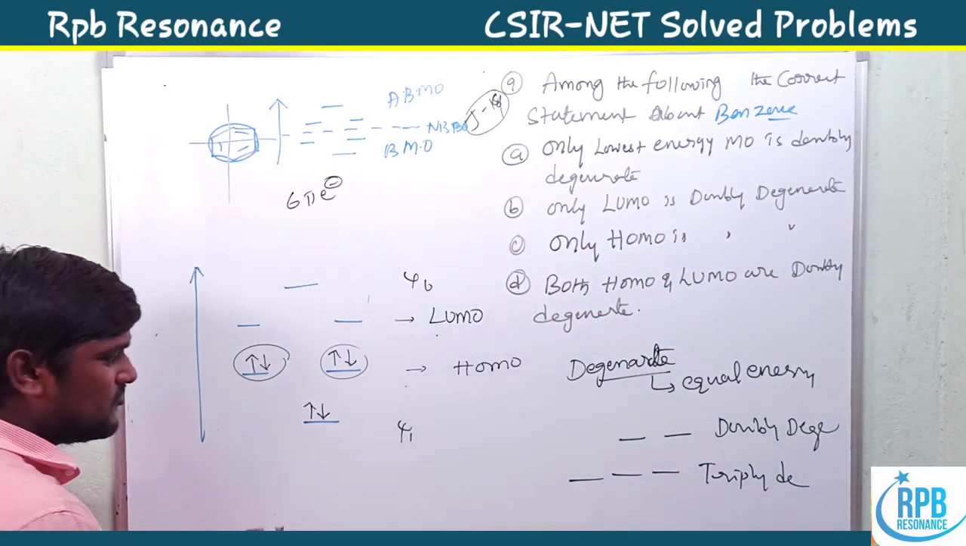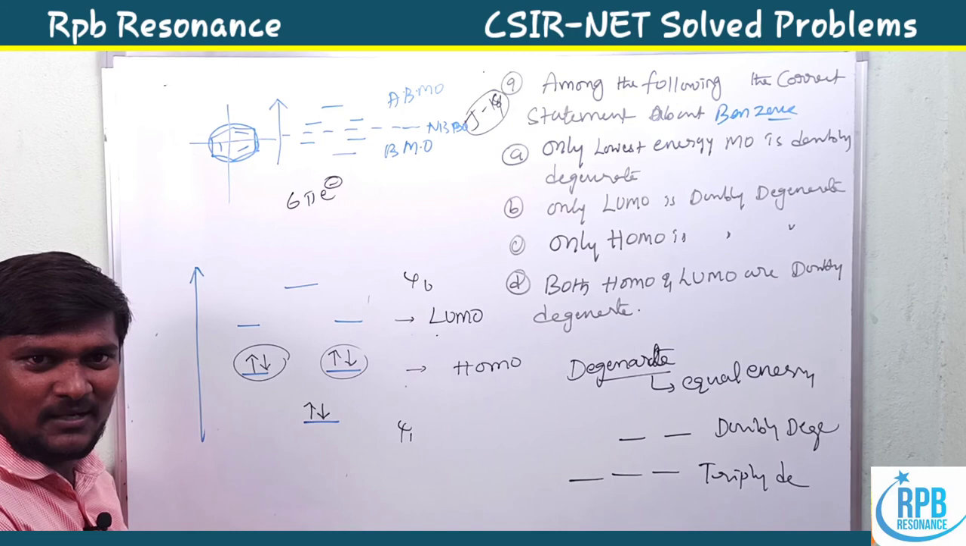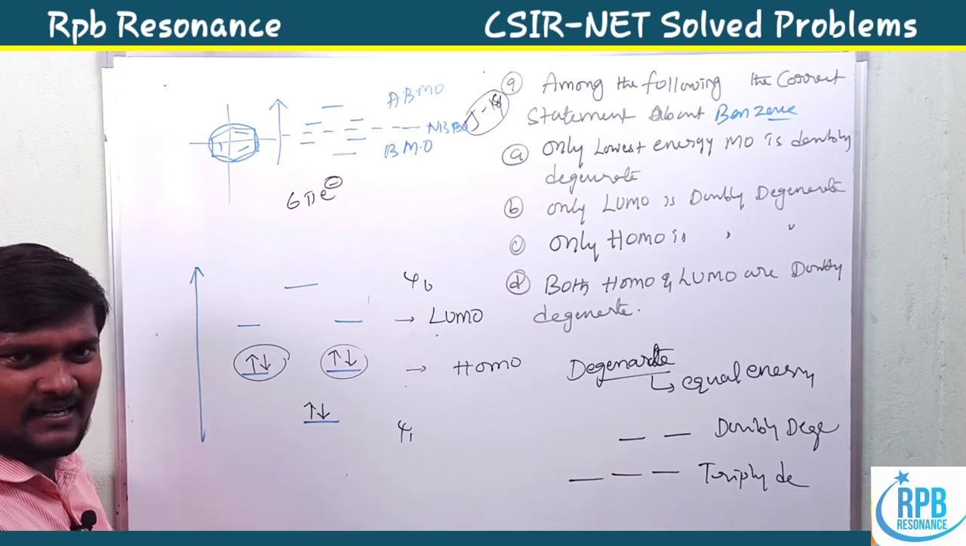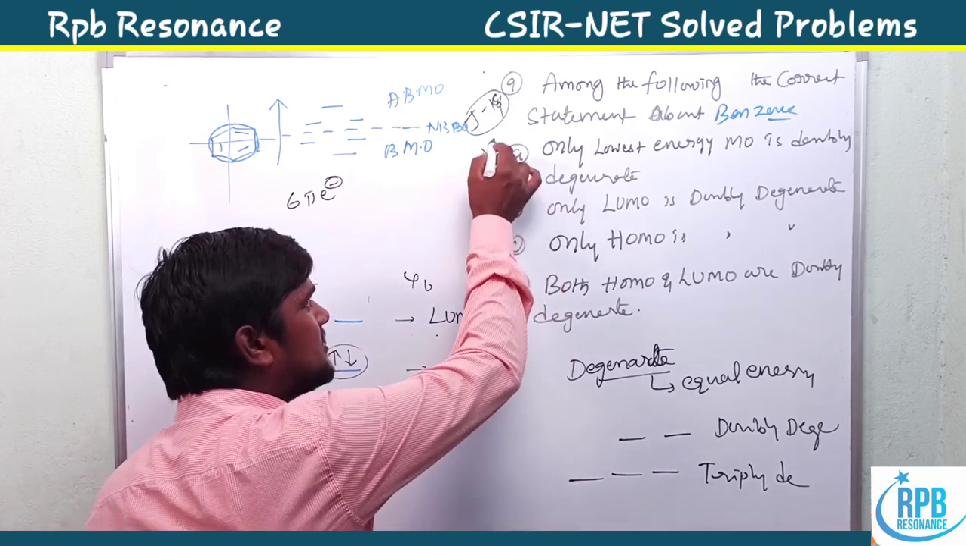So let us check. Here only one orbital is there at the lowest energy, so it is not doubly degenerate. So option A is wrong.